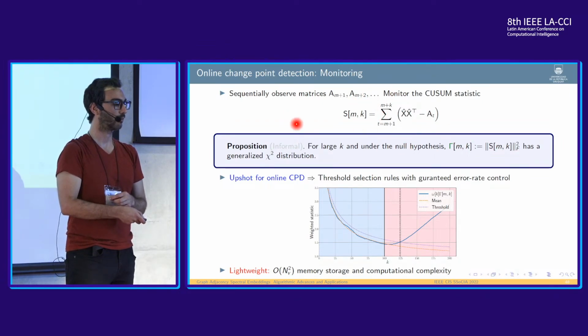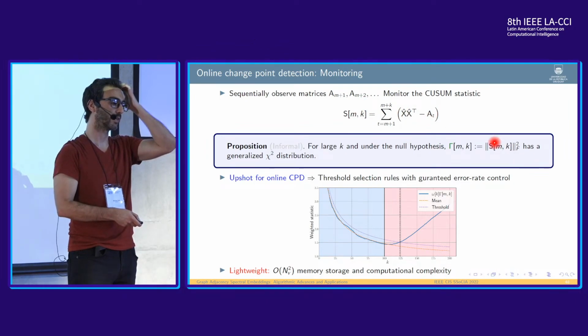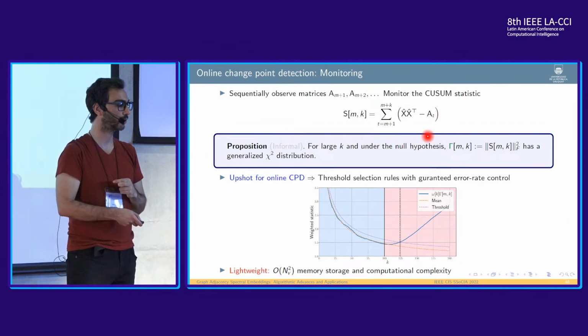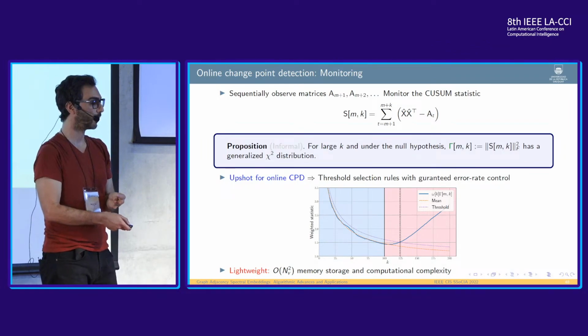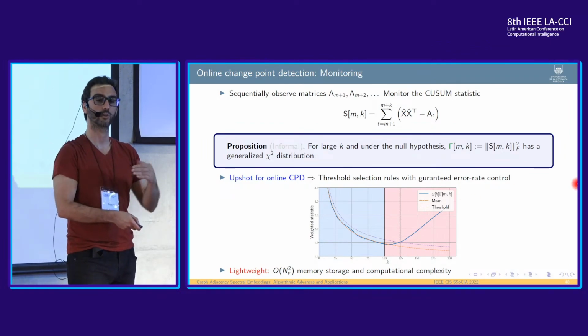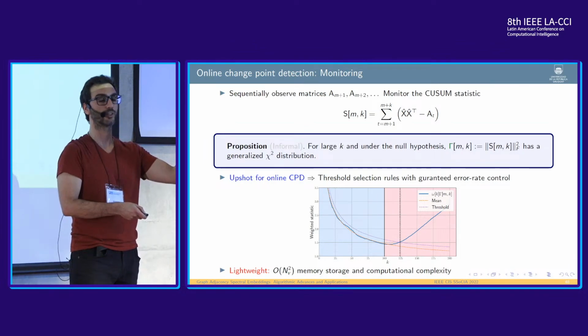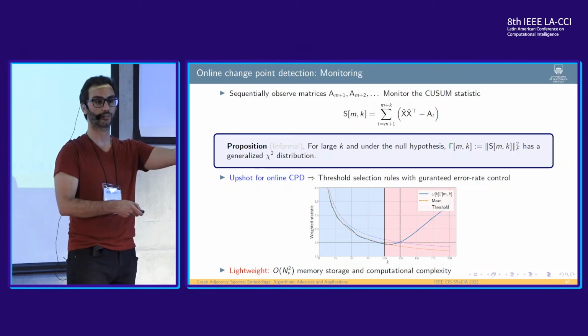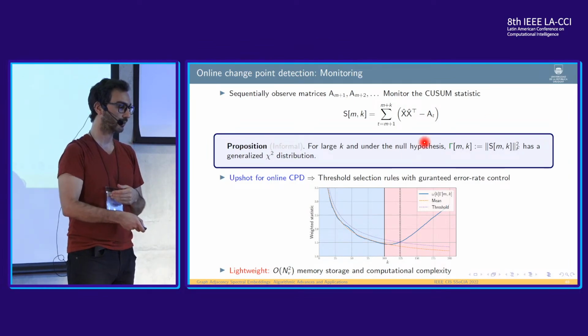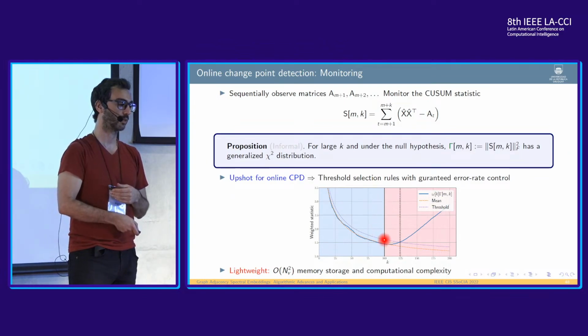All right, and we have a first theorem here that says that this has a chi-square distribution. We are able to compute the distribution exactly. And if we have the distribution, we can compute error rate bounds and thresholds for hypothesis testing. If this statistic goes beyond this threshold, then we detect a change, and this is exactly what happens in this image. This is exactly where the model changed, and this is the time where our algorithm detected the change.